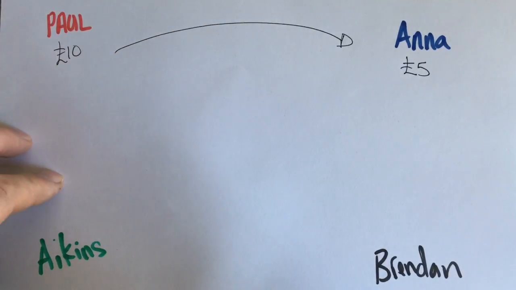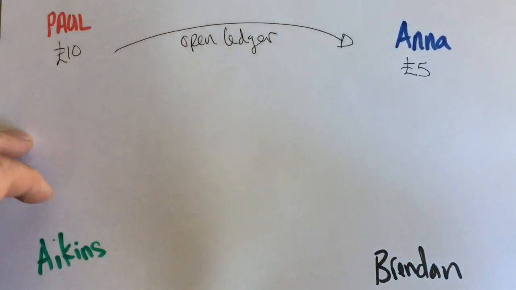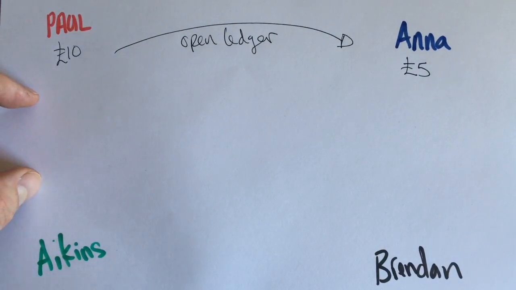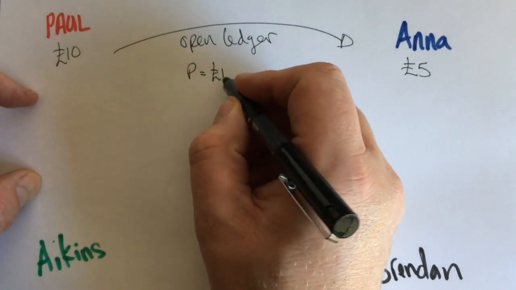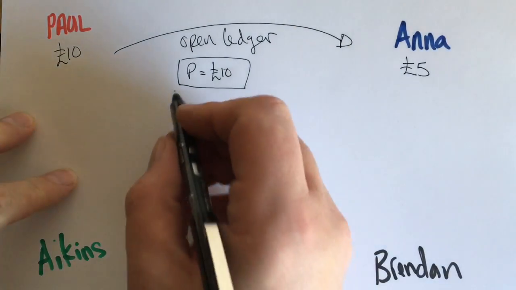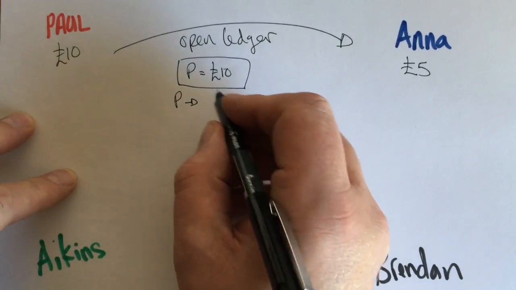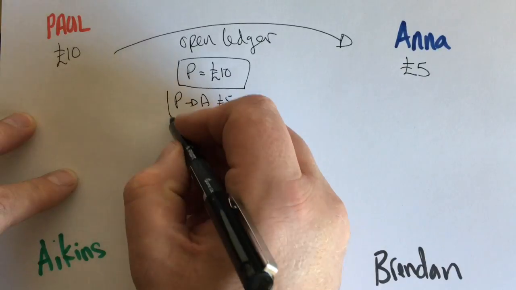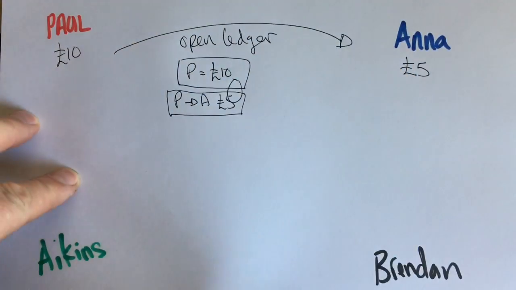The first concept is the open ledger. This is a way which is blockchain works and is publicly viewed. First transaction is to ensure that Paul has £10, and that transaction's there in the open ledger. We add another transaction, which is Paul wants to give Anna £5. So that is a separate transaction. But with the open ledger, these two are linked together.